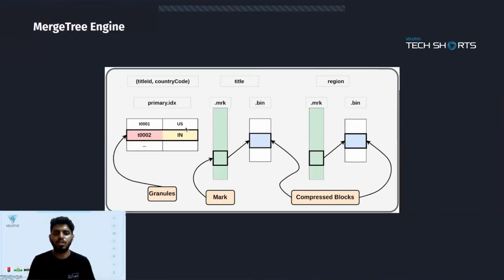Due to the implementation of these mark and bin files, ClickHouse can identify a certain set of rows that need to be fetched based on your query, and it will only point to those binaries and retrieve them. So it's very fast and optimized to process your queries faster.